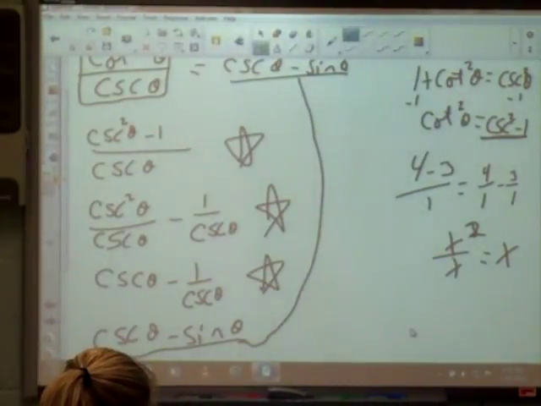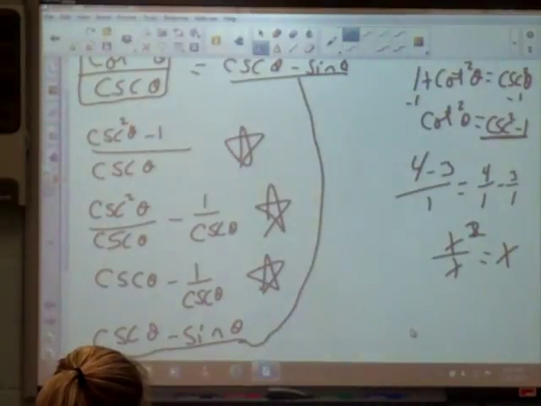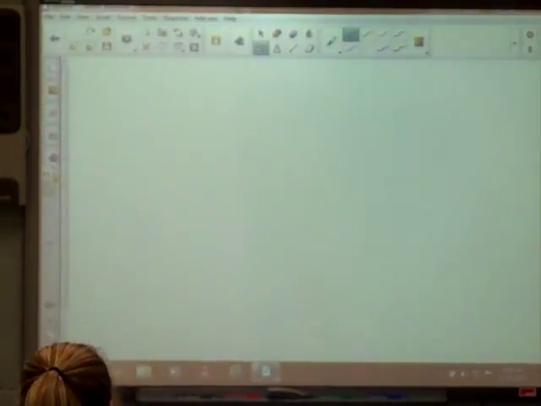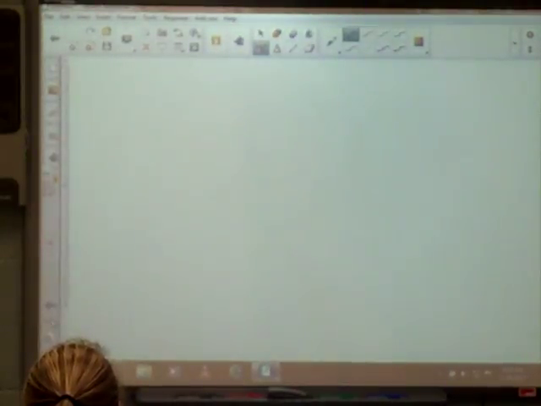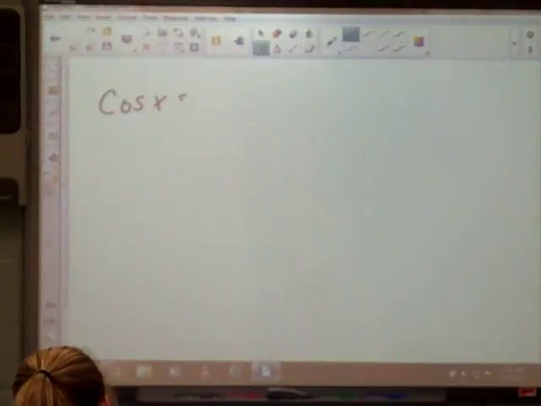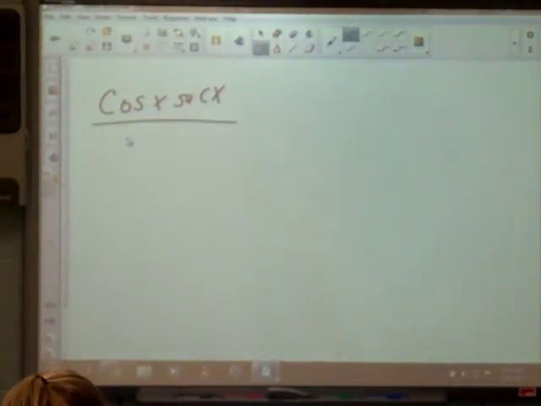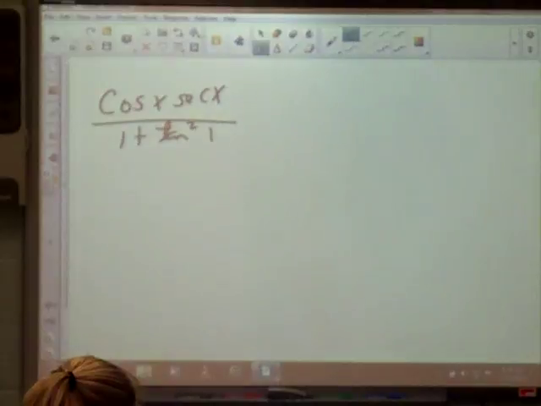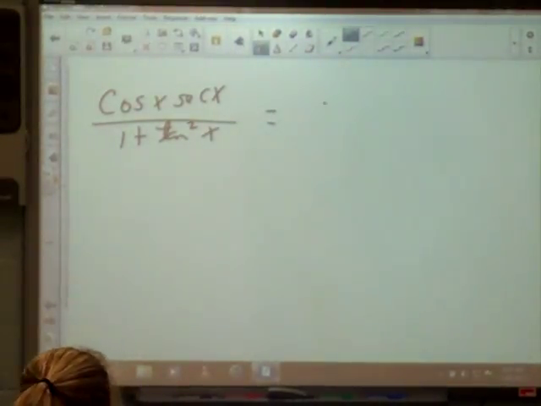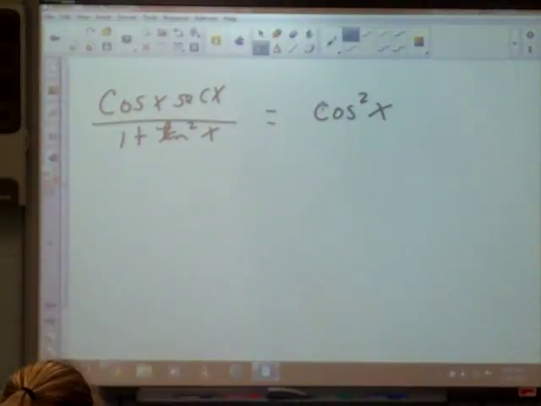Alright, everybody got caught up on that one? Good? Okay, let's try another one of those. Let's say we had cosine of x, secant of x over, we just used x's instead of thetas, means the same thing, 1 plus tangent squared of x, and then we want to stop when we get to cosine squared of x.